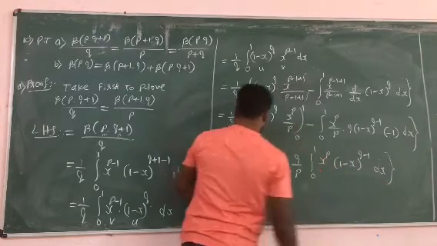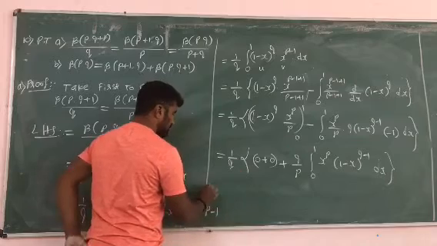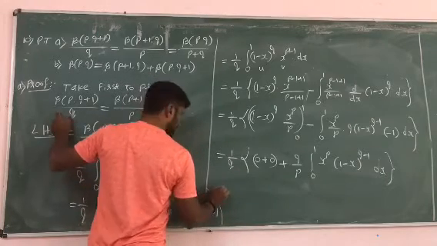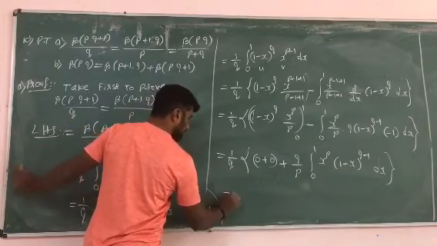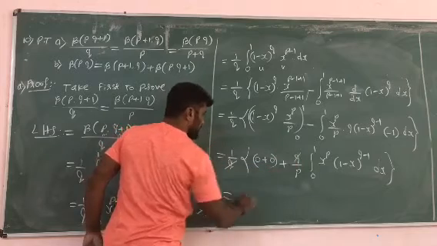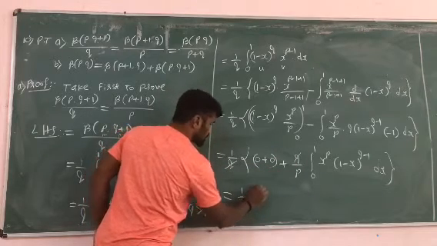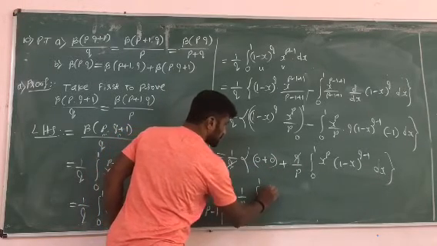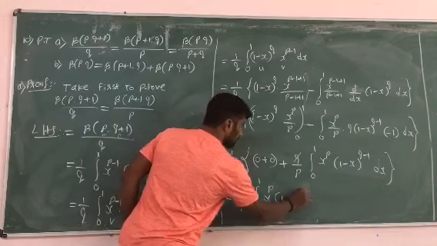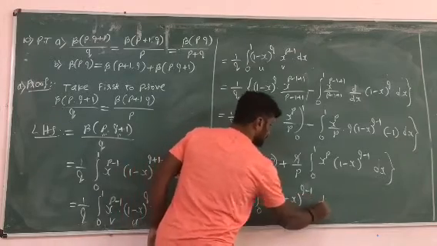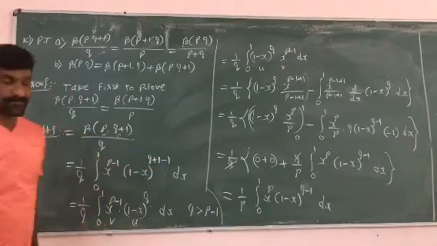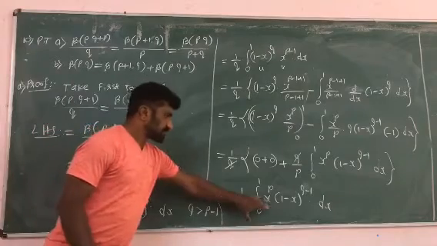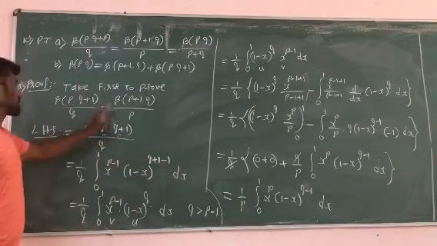Right? Then multiply 1 by q on both sides. We get it, so that equals, q gets cancelled, 1 by p into integration of 0 to 1 x raised to p into 1 minus x raised to q minus 1 into dx. That is done. Next, what do we have to do? Apply the definition of the concept of beta. We get this equal to this. Perfect.